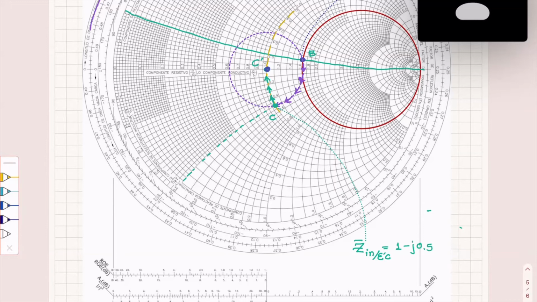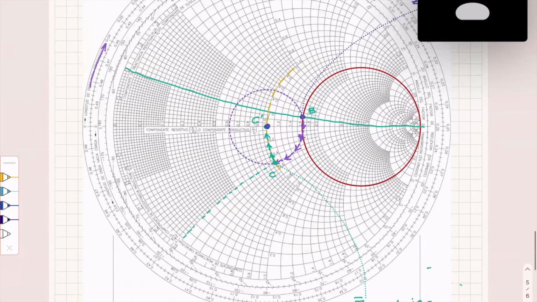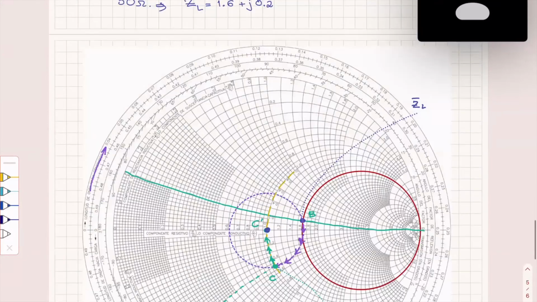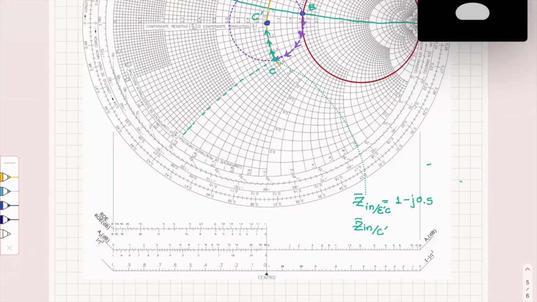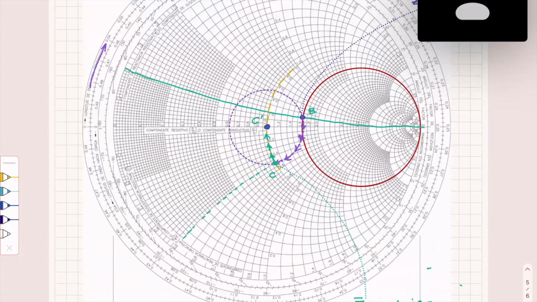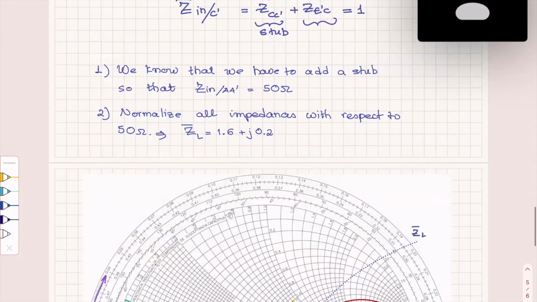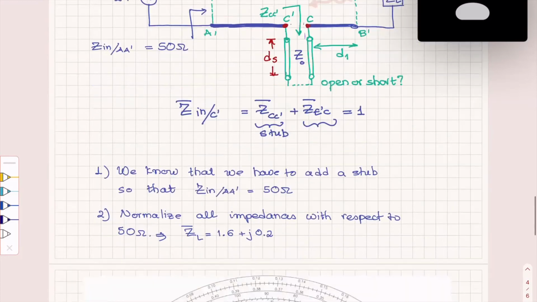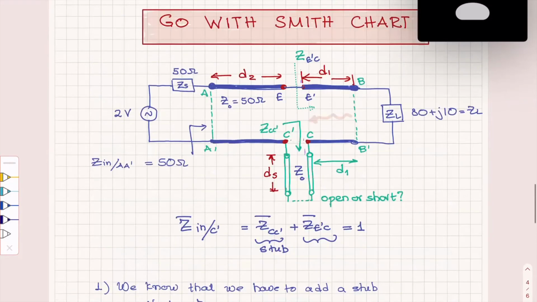And then at C prime, which is the Z input at C prime, all right, the Z input at C prime, normalized is 1. So what that tells me, I have to move on the transmission line from B to C. So I have to make this distance D1. And then I have to add the stub. And then I will have a perfect match right here.